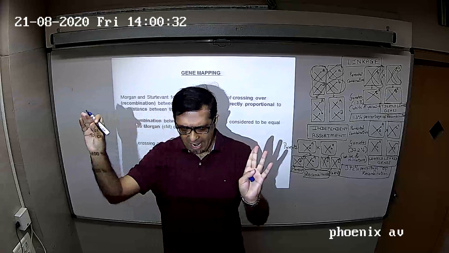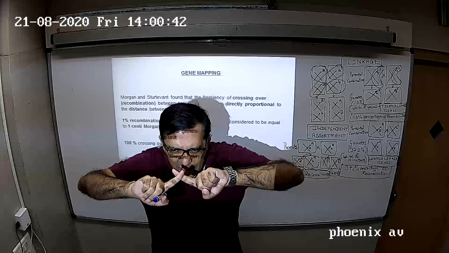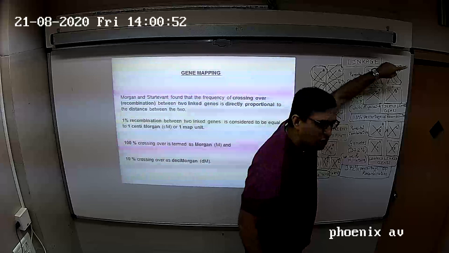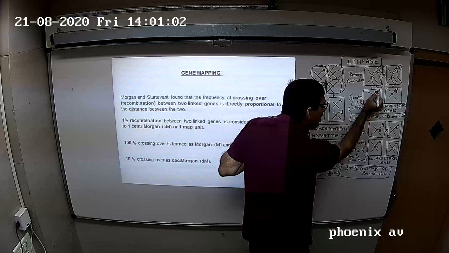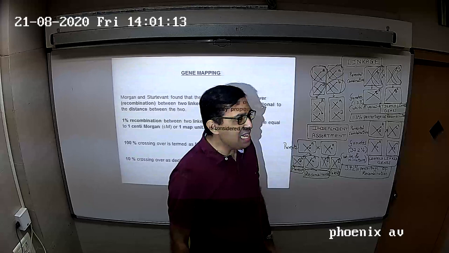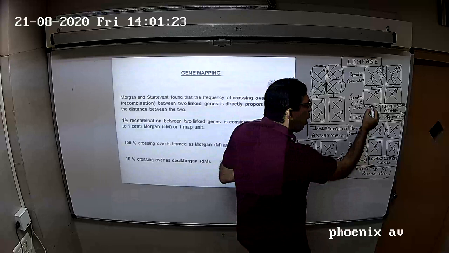But there is a little chance, very little chance, that the chiasma is formed between capital A, capital B, and small a, small b. And uske beech mein chiasma hua, pachyte ke time, then on anaphase, you will get capital A and crossed over small b, and small a and crossed over capital B. And that is called as recombination. But in case of tightly linked gene, the chances of recombination is very less.